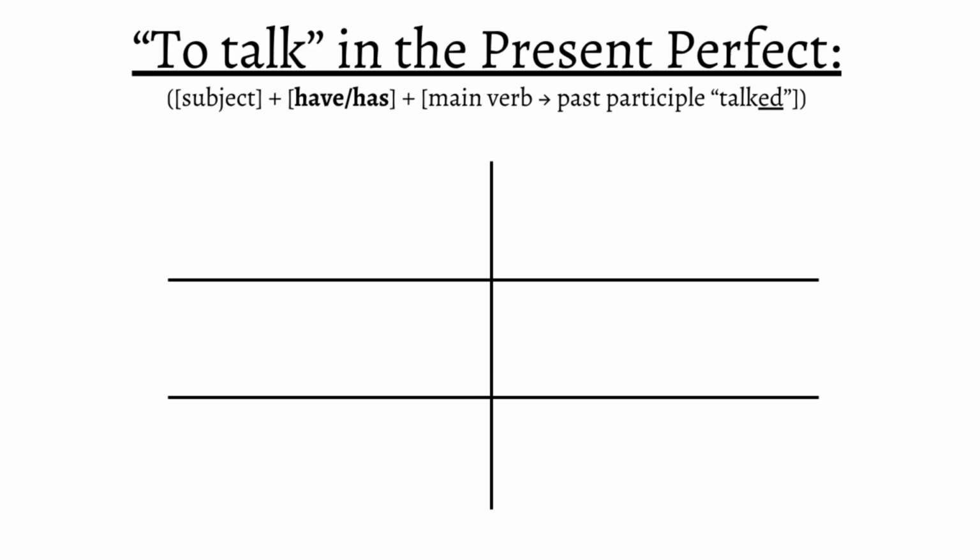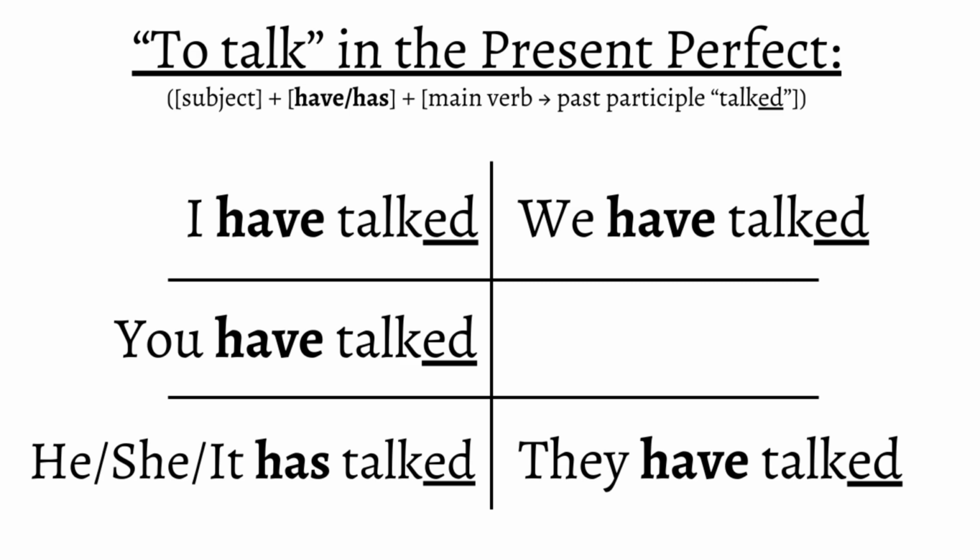Let's use the verb to talk, which will have the regular ed ending for its participle form. To put to talk in the present perfect, we first begin with the subject, provide the auxiliary verb to have that will match the subject, and then use the past participle of to talk. So it will look like this.